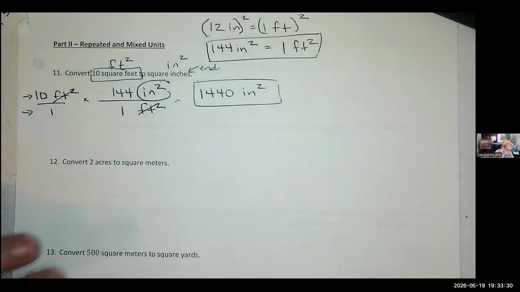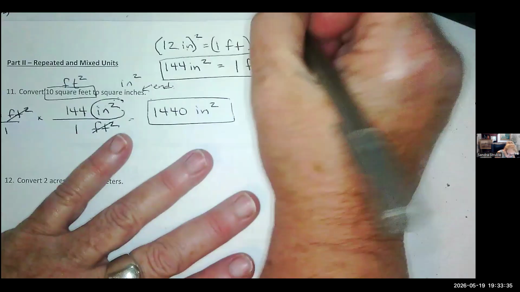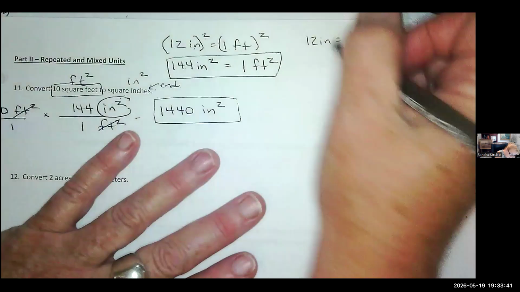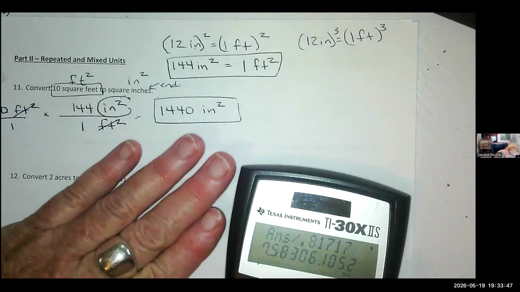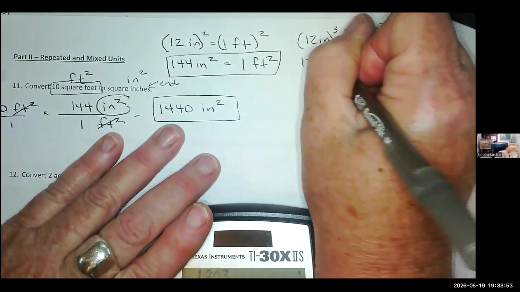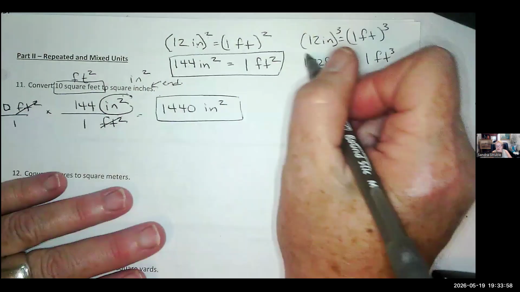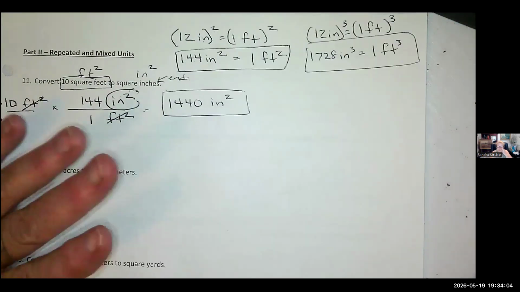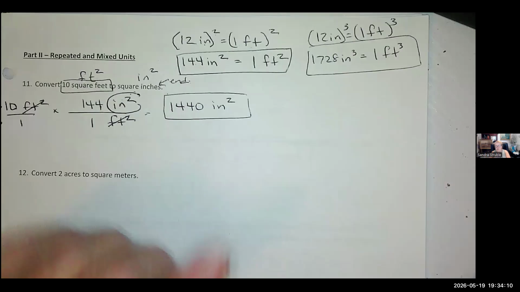I want to show you one more thing. You can do the same thing with cubes. If you have 12 inches to 1 foot and you want cubic inches and cubic feet, you can truly just cube both sides. So that would be 12 cubed, which is 1728 cubic inches, is equal to 1 cubic foot. There's another conversion. You can do this with every single thing. As long as you're taking the equal pieces, you can square both sides, you can cube both sides, whatever you need to do to make that happen. This is only when you're dealing with area, and this is only when you're dealing with volume.